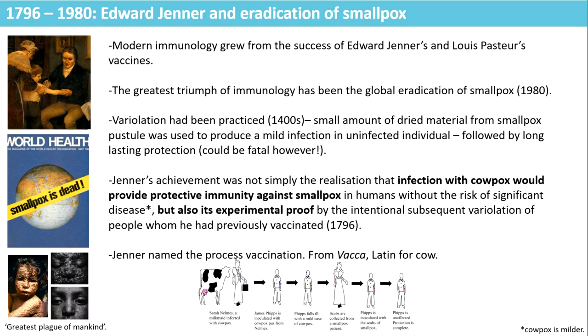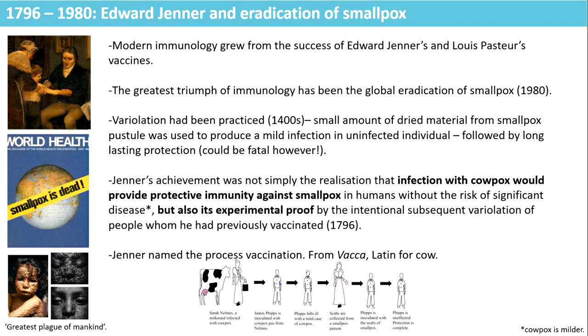Edward Jenner's main achievement was not only realizing that an infection with cowpox would provide long-lasting immunity against smallpox without any significant risk of disease, but also its experimental proof, because he subsequently variolated people whom he had previously vaccinated. We'll talk about that in a little more detail. What you want to remember is that cowpox is a milder infection than smallpox. Smallpox is very severe, but cowpox is much milder.